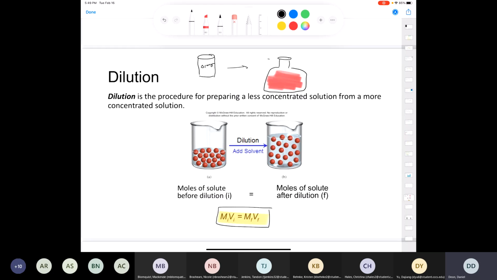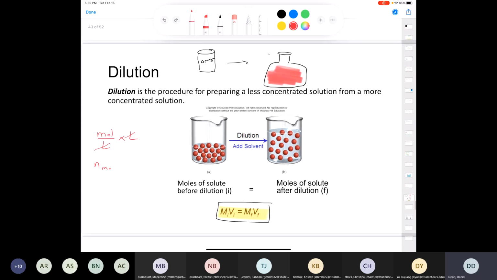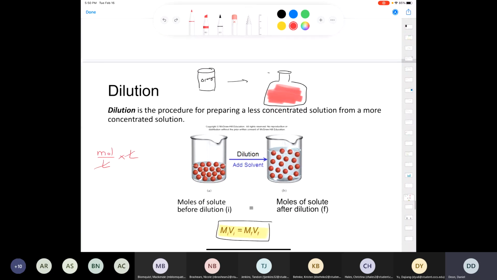Right? Now, if you think about it, if you have moles per liter multiplied by liters, molar is moles per liter, volume is liters. So all you're saying is the initial number of moles is going to be equal to the final number of moles, right? And obviously you can see that in the two beakers here. The number of moles of particles and the number of particles doesn't change. Okay, so that's the dilution formula there.